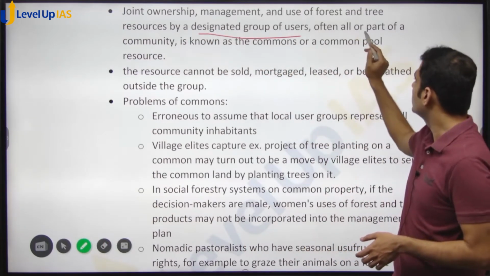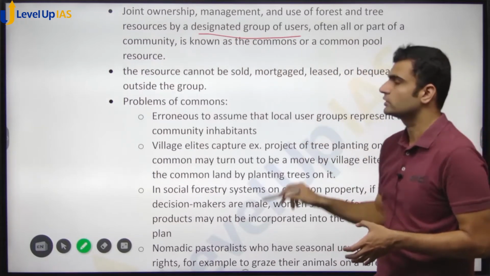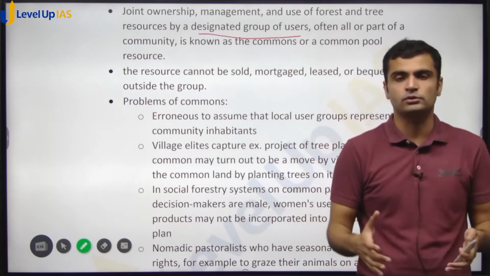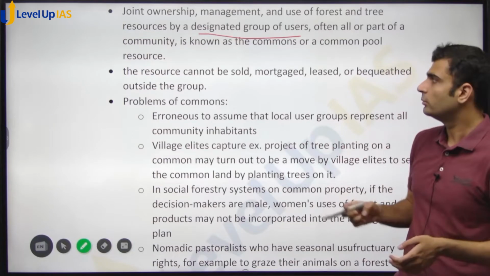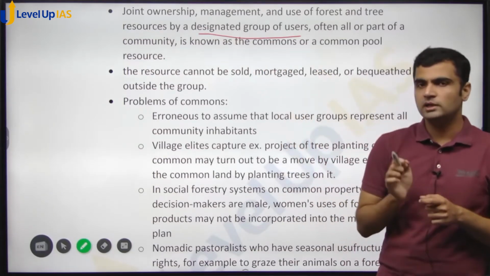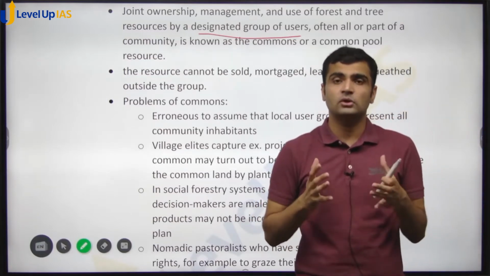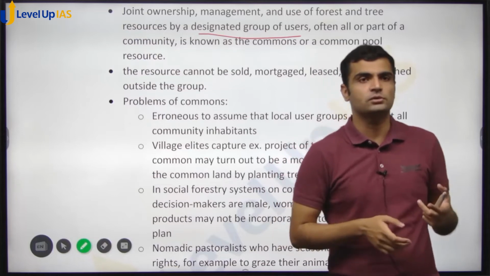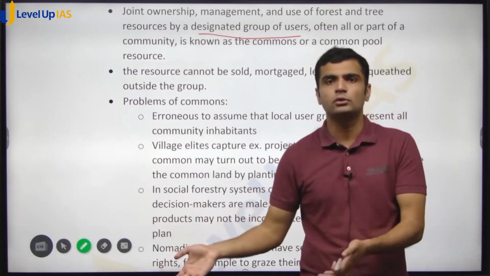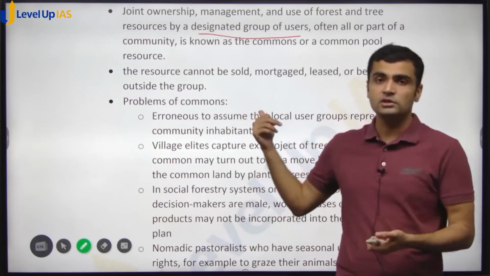Often, all or part of a community is known as commons or common pool of resources. So, basically, when there is some forest resource that is to be used by this designated group of users. So, understand this conceptual difference. In general, when we talk about common resource, we mean open access resource. For example, a lake. Anybody can go to the lake. Anybody can do fishing there. Anybody can use water there. So this is not that.